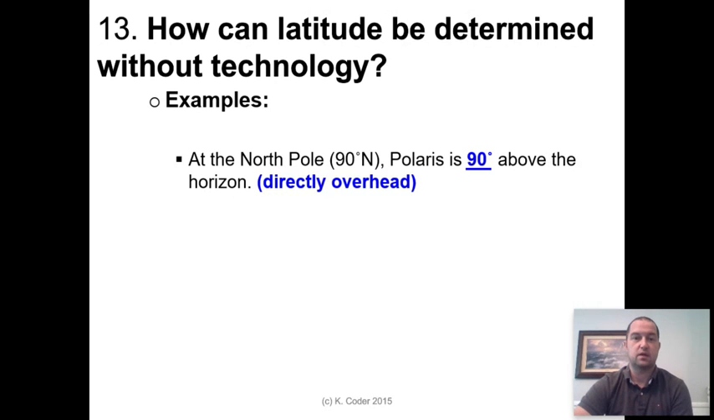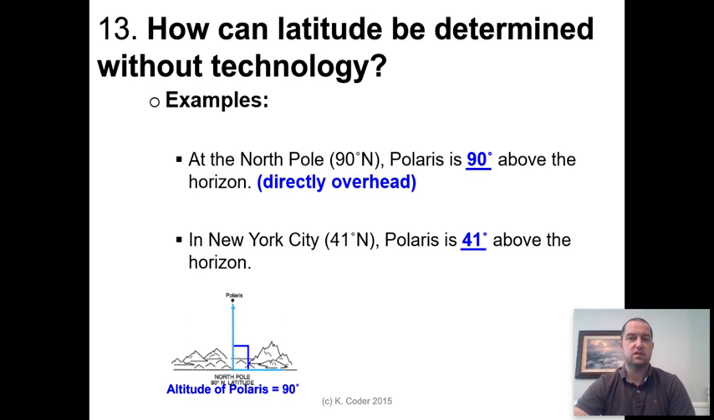Let's get a little more practice with that. If I was at the North Pole, Polaris is 90 degrees above the horizon. In order to look at the North Star, I'd have to look directly up. Another word for that would be zenith, and we'll see that in the next slide. Here's Polaris in the picture on the bottom left-hand side of your screen, and it is at 90 degrees. And you're also at 90 degrees north latitude.